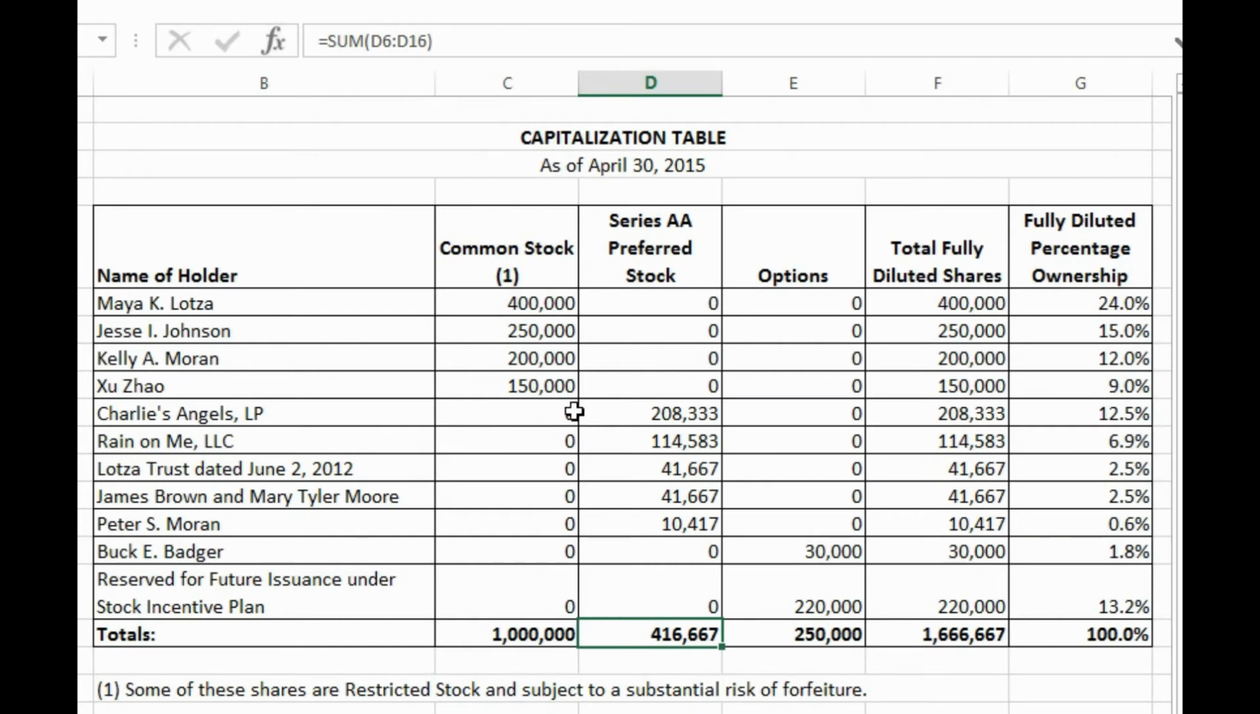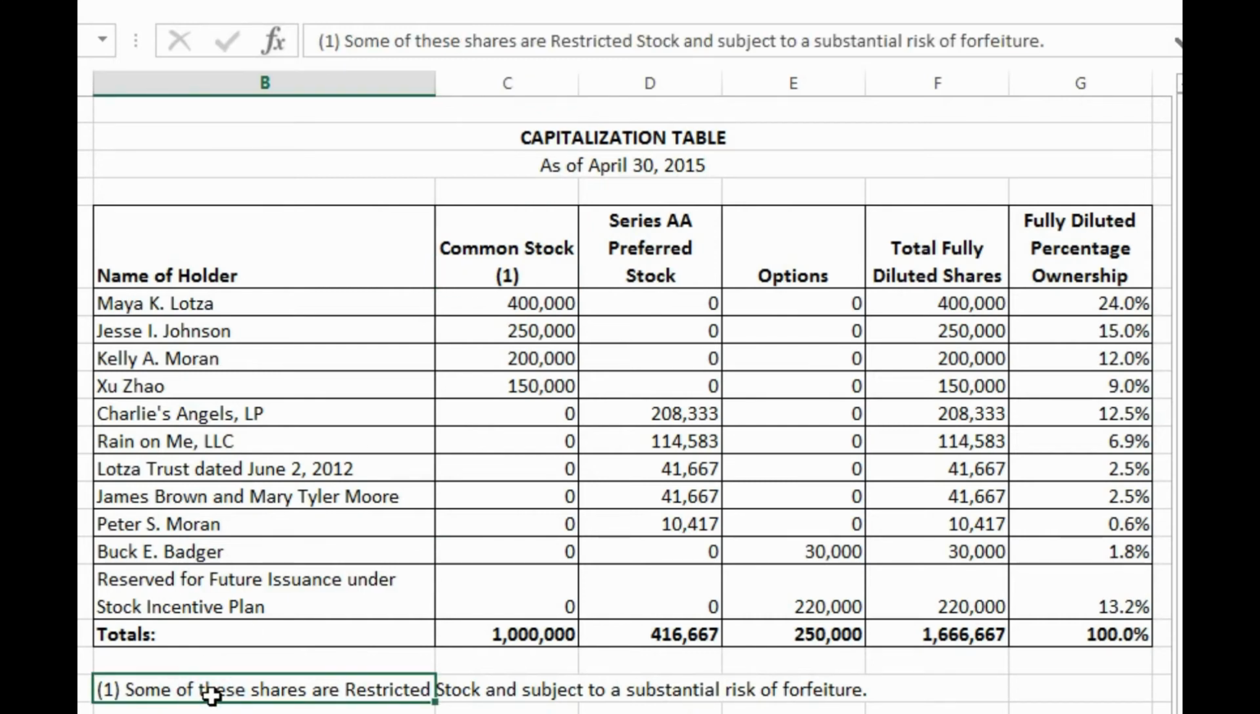Sometimes you see footnotes to cap tables. In this example, the founders hold restricted stock subject to time-based vesting, so there's a footnote stating that some of the shares are subject to a substantial risk of forfeiture. With emerging technology companies, we occasionally see a footnote stating that there are convertible notes outstanding that are not included in the cap table. The cap table is typically updated every time shares, options, warrants, and other securities are issued.